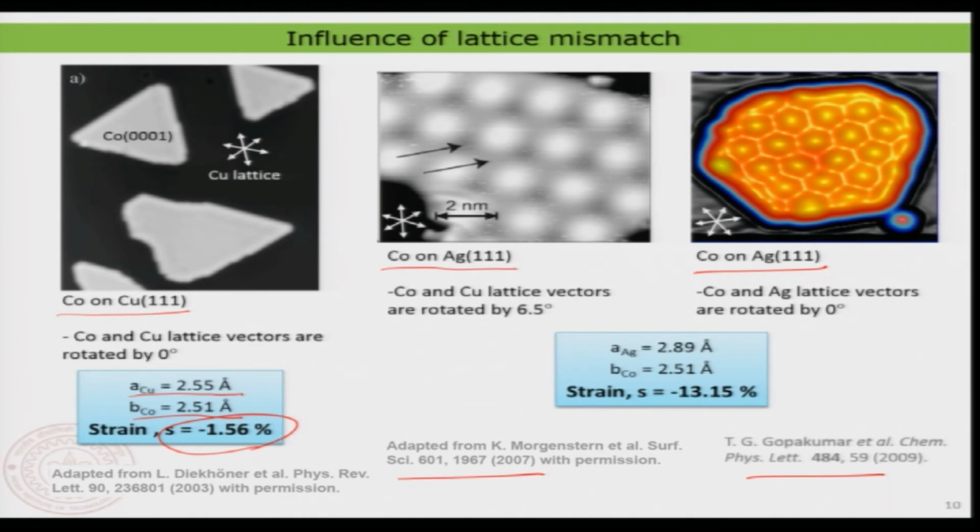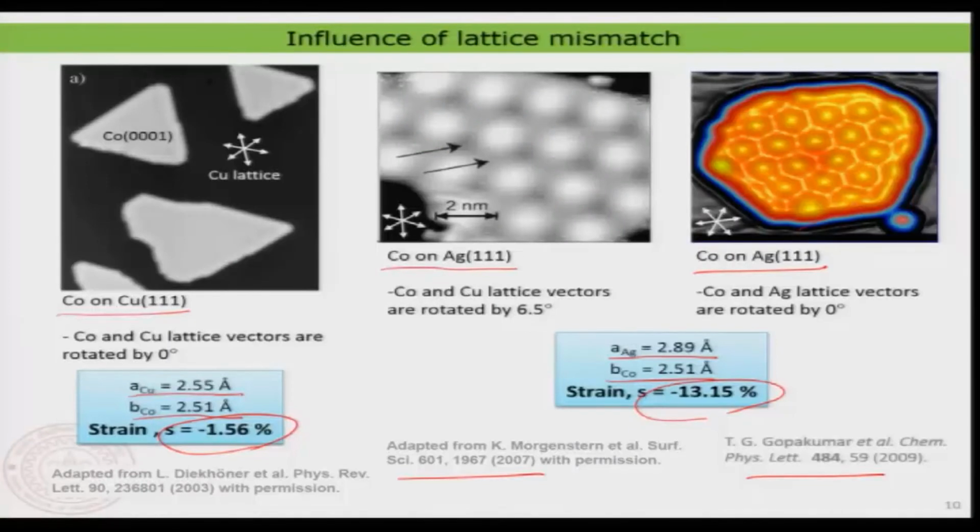In that case, what you find interesting is that the bulk lattice unit cell of silver is 2.89, and that of cobalt is 2.51. Now, you see there is a huge difference between the lattice parameters of silver and cobalt. And if you calculate the strain, it is about 13%. This is a very large percentage of strain at the interface. That means when you want to accommodate the cobalt atoms on the silver surface, the atoms at the interface of cobalt will have to undergo a very large strain. But in the case of cobalt on copper, it is relatively less.